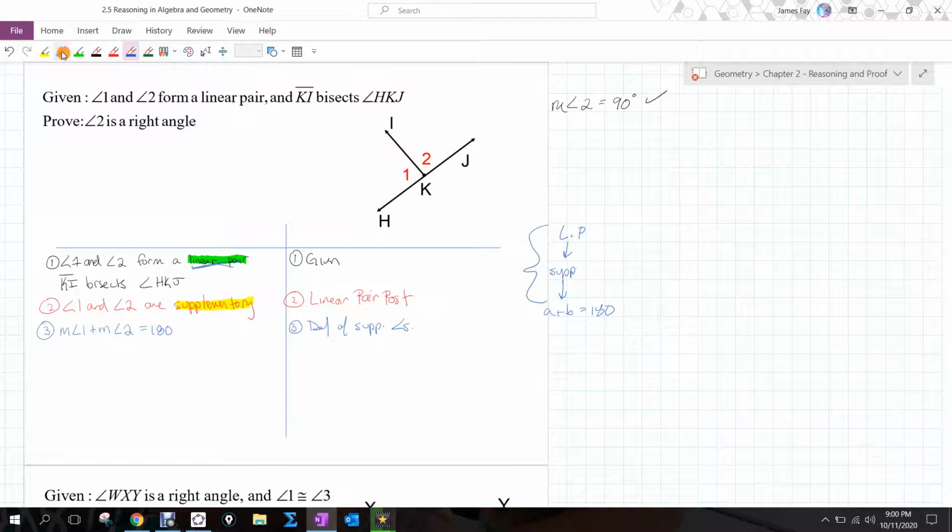Next thing we're going to look at is that KI bisects, there's another vocabulary word, KI bisects angle HKJ. So HKJ is that angle. KI bisects it. Well, if you remember what bisects means, it means we have two angles that end up being the same. They end up being congruent. So what I'm going to be able to do is say that measure, let's go measure of angle HKI equals the measure of angle JKI.